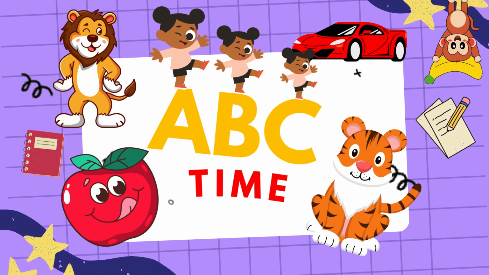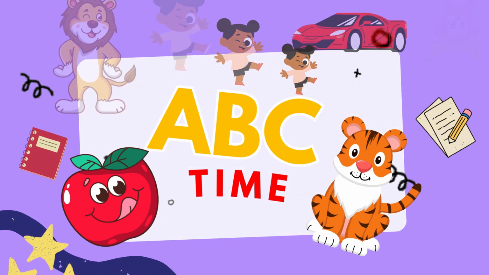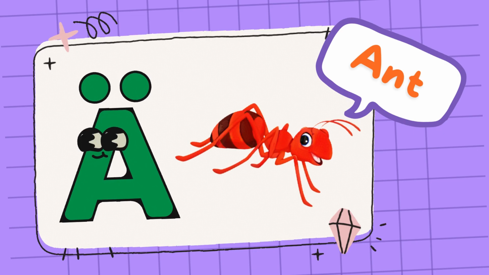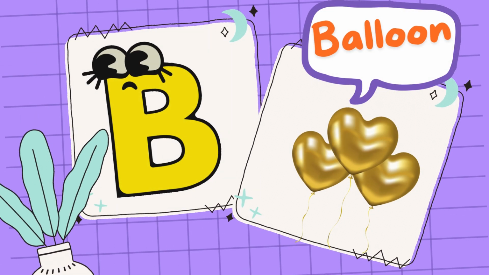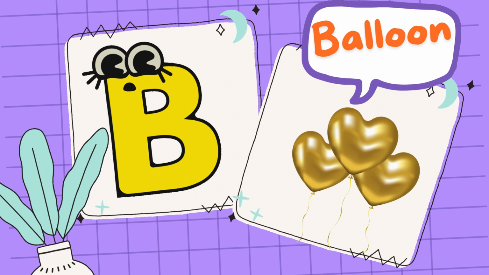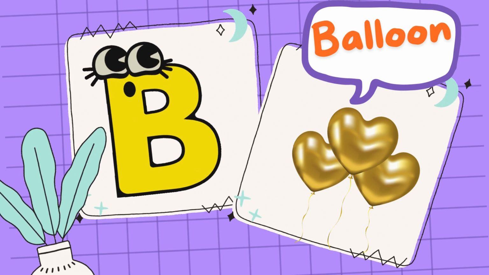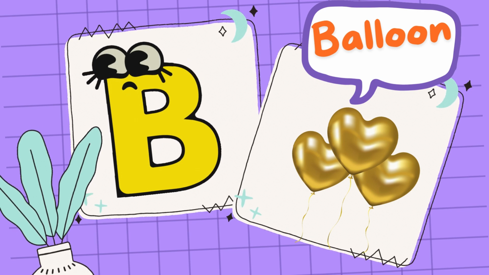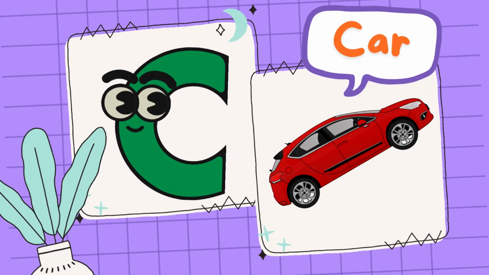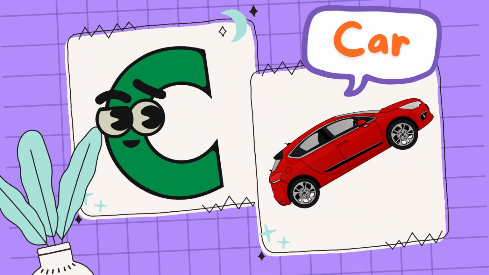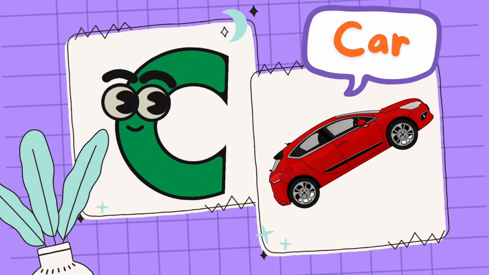Let's learn ABC. A for ant. B for balloon. C for car.